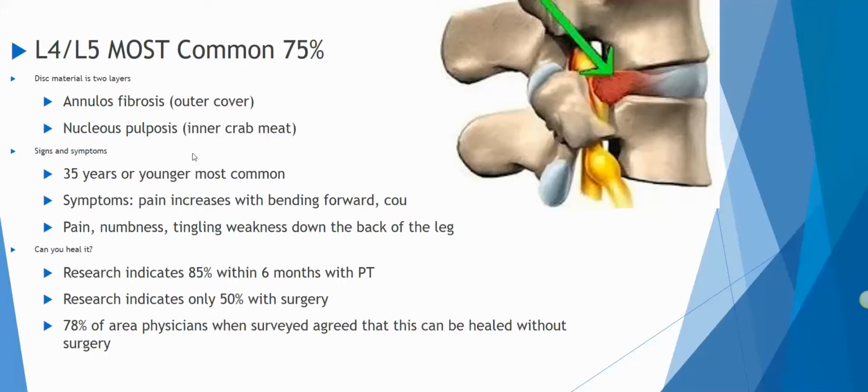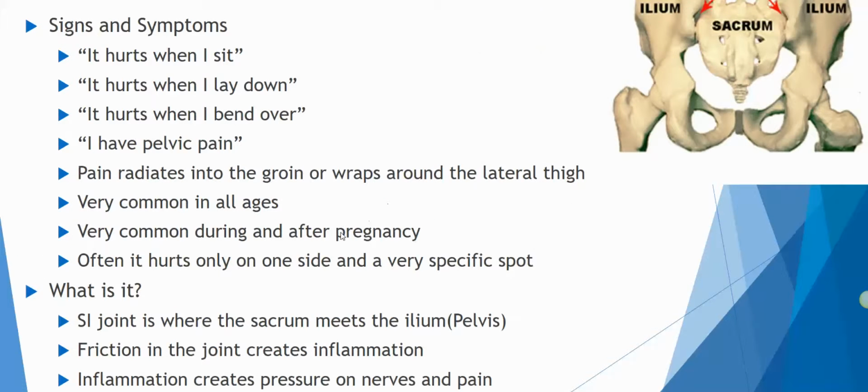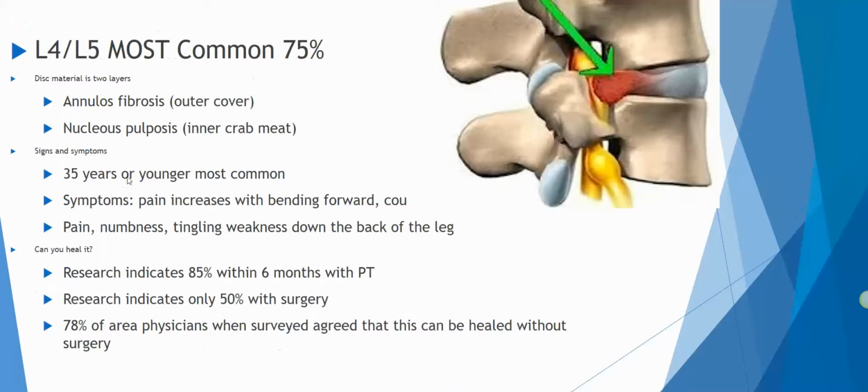We also know that it's really important to identify that there's main markers that help us know if the disc herniation is causing the symptoms. Are you 35 years or younger? It's the most common. The symptoms increase when you bend forward, when you cough, when you laugh, or when you sneeze. Okay, that's very important. There's pain, numbness, and tingling or weakness down the back of the leg. And we know that 85% of the time, within 6 months of conservative treatment, people are able to heal a disc herniation. We also know that research indicates only 50% of the time surgery is successful.